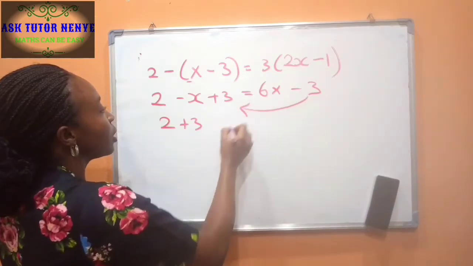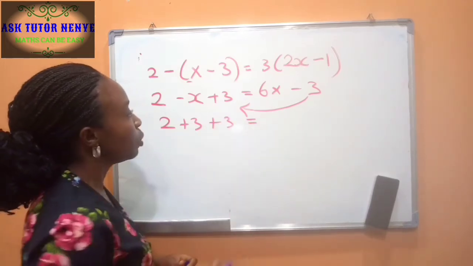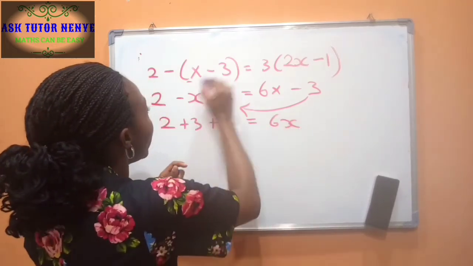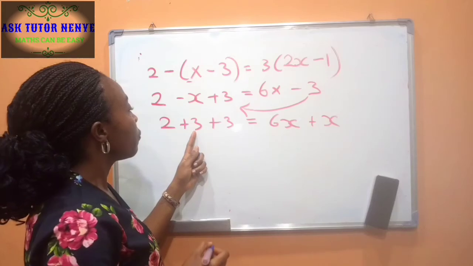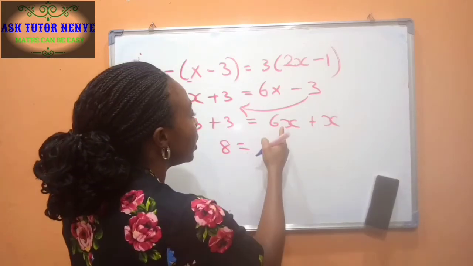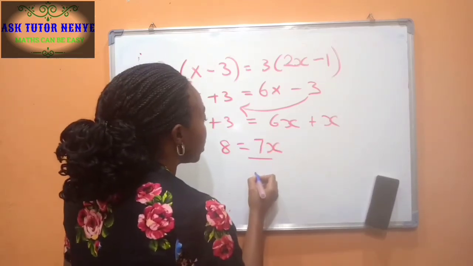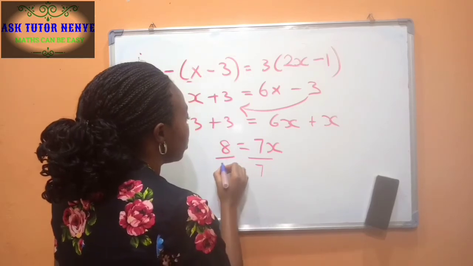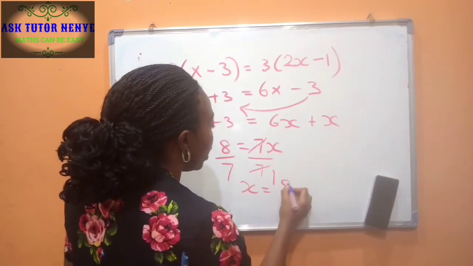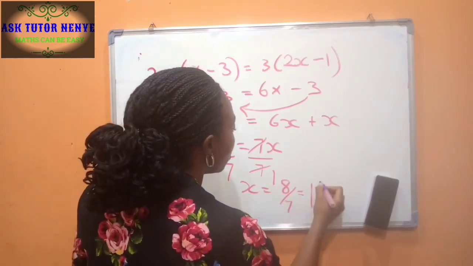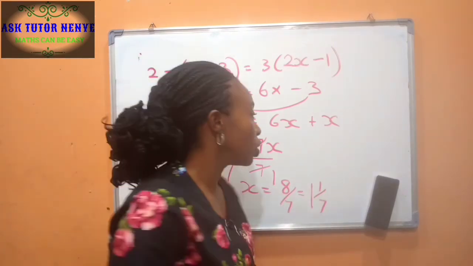Once this crosses from the right hand side to the left hand side, it becomes what? Plus 3 equals to 6x. Now the x crosses over to this side, it becomes what? Plus x. So 2 plus 3 is 5. 5 plus 3 is 8 equals 6x plus x gives us 7x. Divide both sides by 7. Okay, so we have x is equals to what? 8 over 7 equals to 1 whole number 1 over 7. So you can leave your number in improper form or mixed fractions.